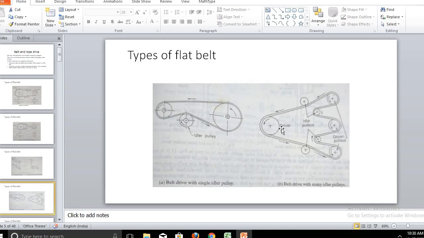So here one is the driver shaft, the major power source, and this power is transmitted to the other shafts, these 1, 2, 3, 4, 5 shafts, by means of these idler pulleys. So such an arrangement is called a belt drive with idler pulleys. Maybe a single idler pulley or multiple idler pulleys we can use there. Such an arrangement we can generally observe in the automobile.